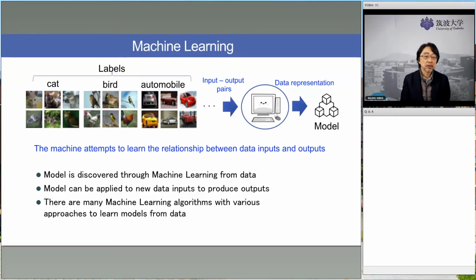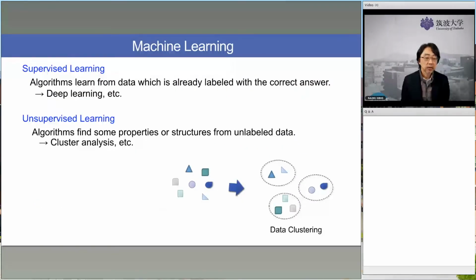So this is why we consider machine learning. In machine learning, we feed to the machine input-output pair of data and let it discover rules automatically. For example, if we have lots of images with labels, cat, bird, automobile, and so on, a learning algorithm can learn the relationship between input and output. That we call model. And model is discovered through machine learning from data. Model can be applied to new data input to produce outputs. There are many machine learning algorithms with various approaches to learn models from data.